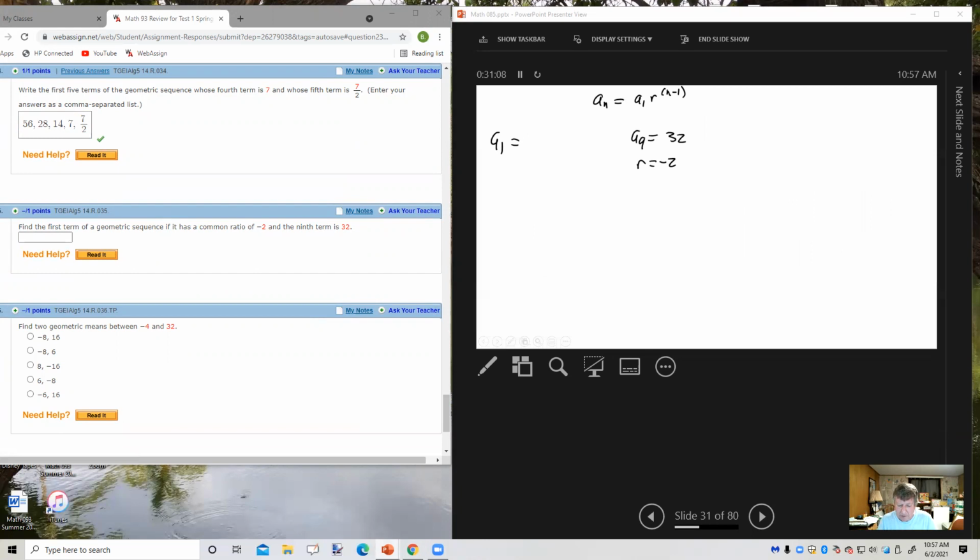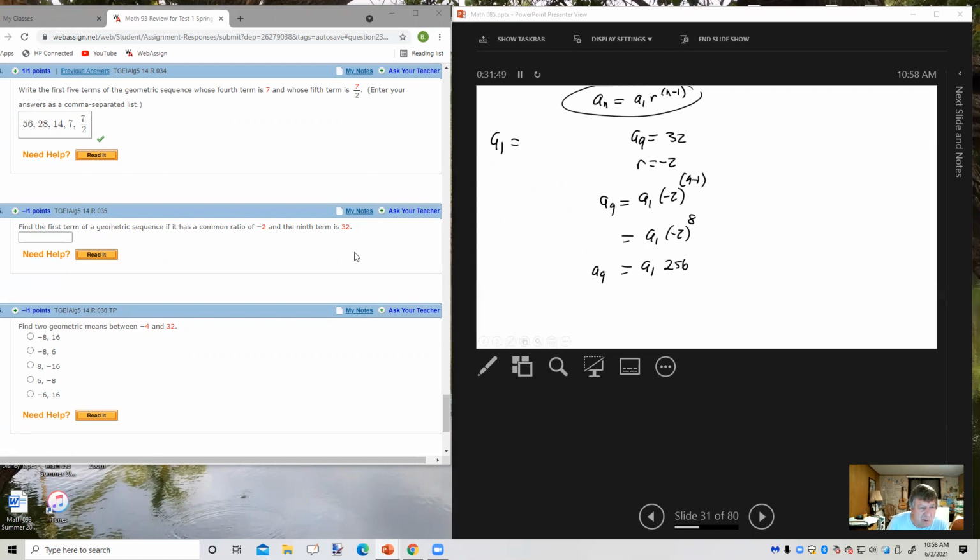All right. So we can use this formula. For a sub n, we'll put in a sub 9, which equals a sub 1, we don't know what that is yet, times r, which is -2, to the 9 minus 1 power, which is a sub 1 times -2 to the 8th power, okay? Which is a sub 1 times, let's see, -2, the quantity. So -2 raised to the 8th power is 256. So a sub 9 is a sub 1 times 256.